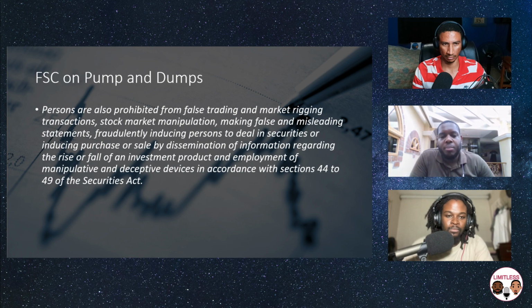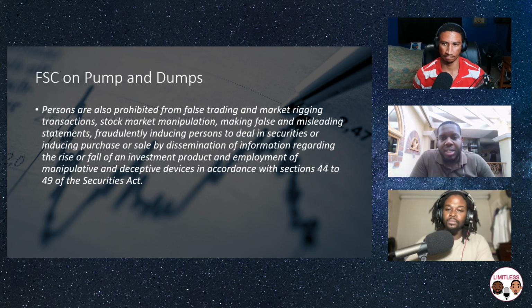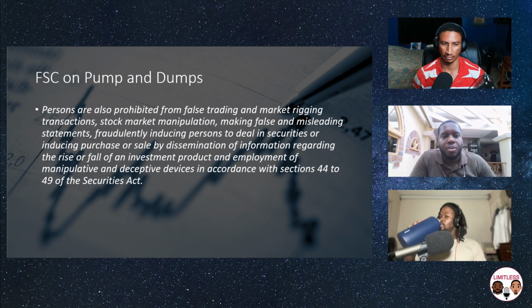Here I'm going to read from the Securities Act. Persons are also prohibited from false trading and market rigging transactions, stock market manipulation, making false and misleading statements, fraudulently inducing persons to deal in securities, or inducing purchase or sale, dissemination of information regarding the rise or fall of an investment product, and employment of manipulative and deceptive devices in accordance with sections 44 to 49 of the Securities Act.